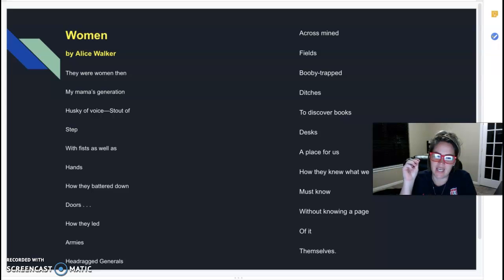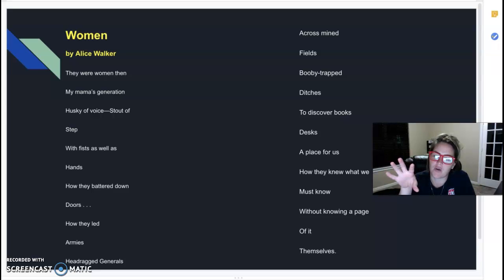So in other words, these women that she refers to in the poem, they were striving, they were fighting, they were doing whatever it takes, going to war, if you will, metaphorically, for education. And we can infer that because they were going through all of this to discover books, desks, a place for us. And so this was their fight for education for the generations to come.